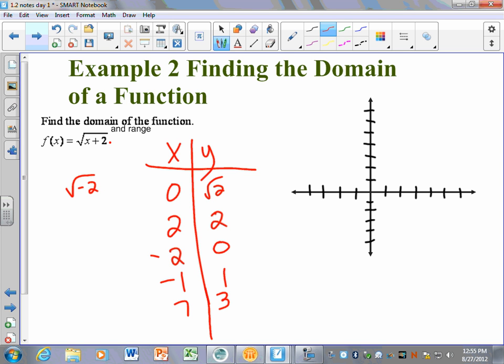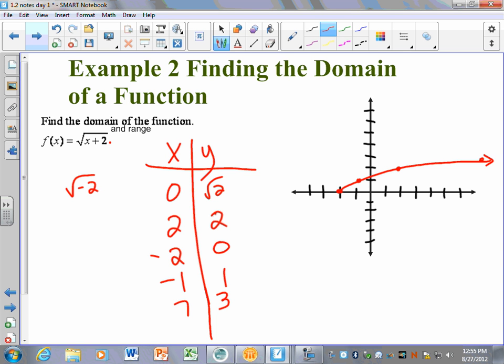So if I graph this, I'm not going to graph 0, square root of 2, because I don't want to graph that. But if I graph 2, 2, negative 2, 0, negative 1, 1, and 7, 3, Sean, what do you remember the shape of this graph is supposed to look like? A half of a parabola on its side, which means this should not be a really jagged line. It should be very smooth. It's half of a parabola, because if we graph the other half underneath, it would no longer be a function. It would fail the vertical line test. So it's always half of a parabola on its side.